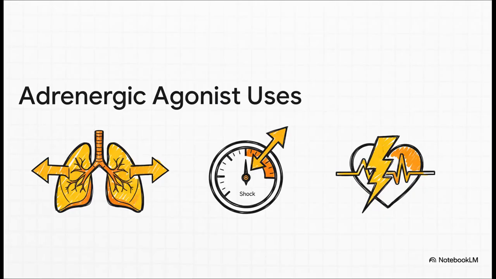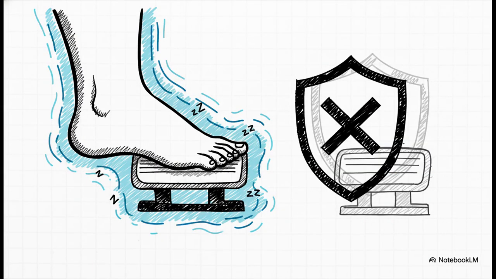And this direct stimulation is why these drugs are, no joke, lifesavers. They can literally force open the airways during a really bad asthma attack. They can crank up dangerously low blood pressure if someone's in shock. And they can even help restart the heart during cardiac arrest. Truly powerful stuff.